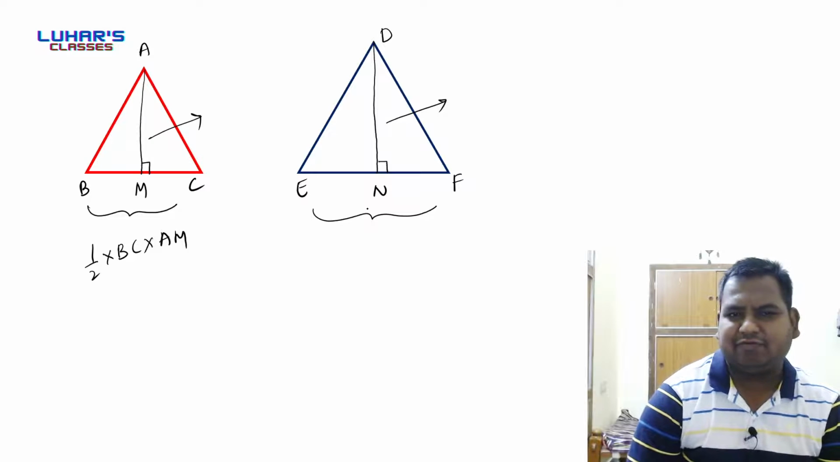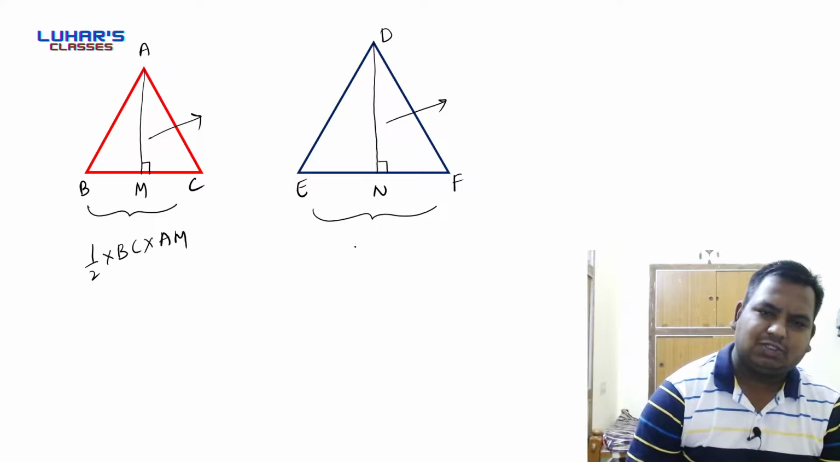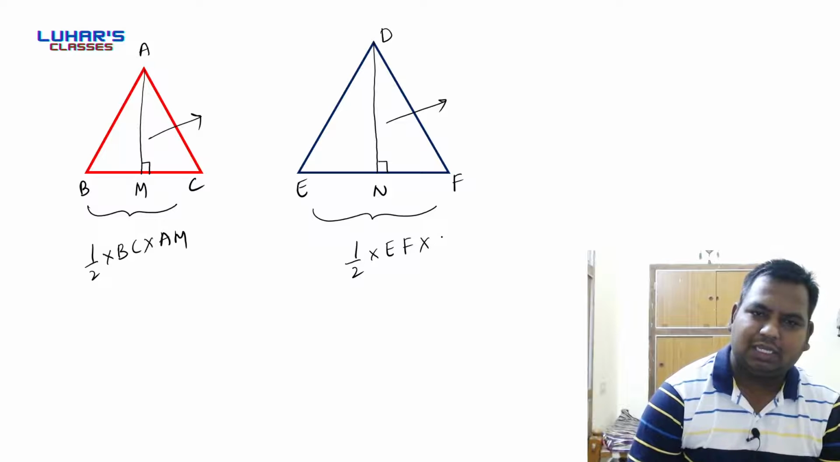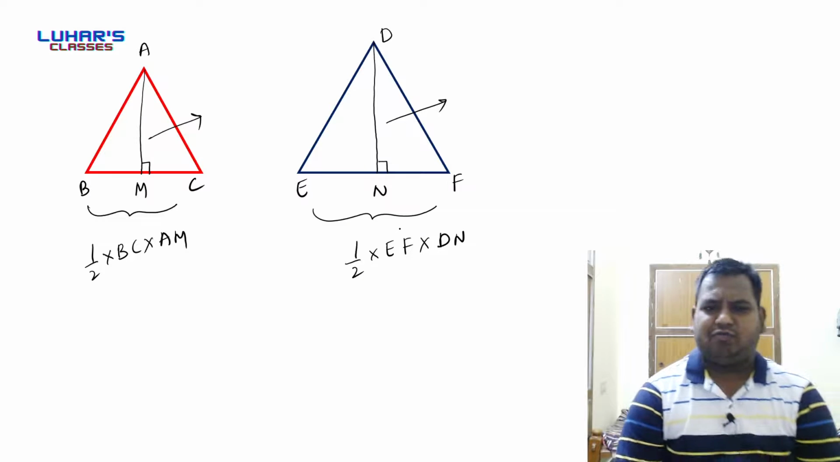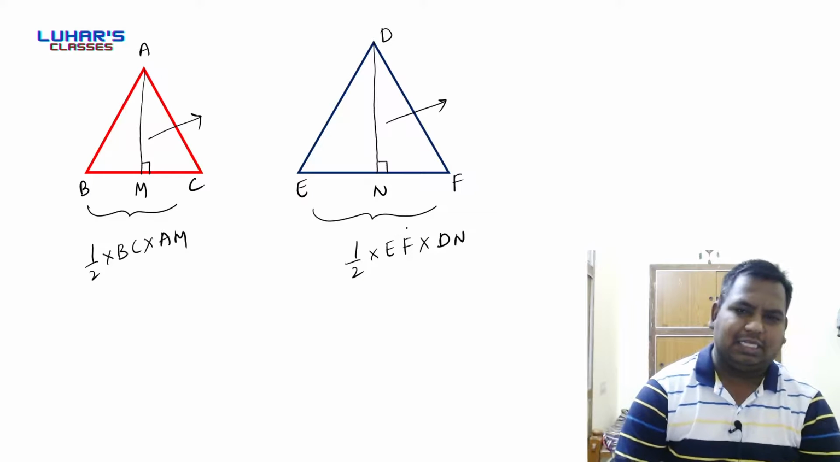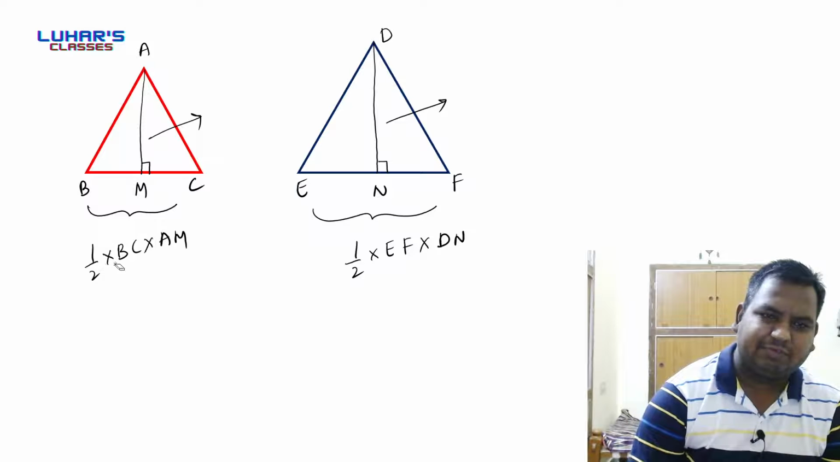Next, again, the area of triangle DEF is equal to half into base into height, so we'll have half into EF into DN. Only this thing we have done, we did not do anything else. Okay, so let me wipe this. I think things are clear.